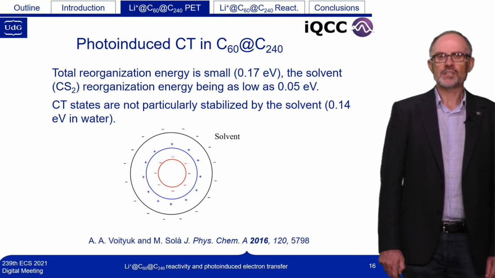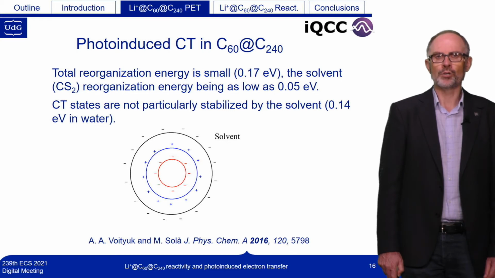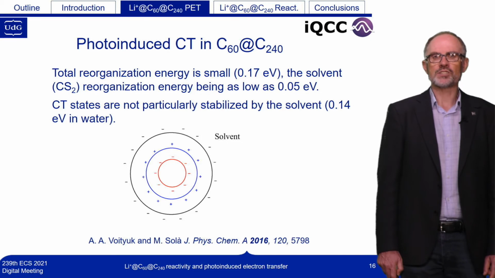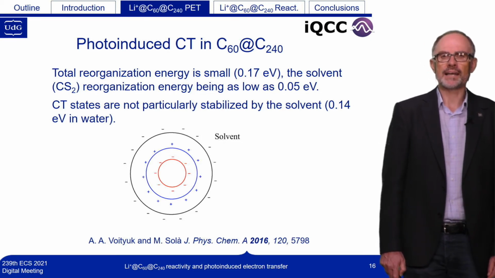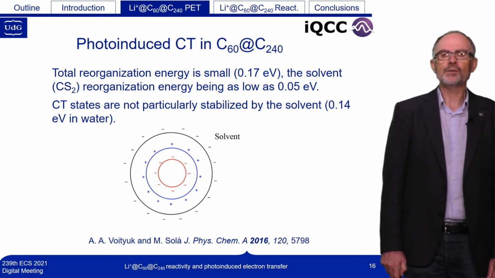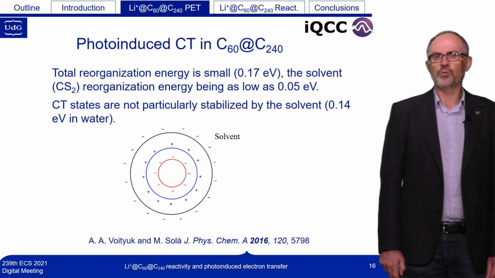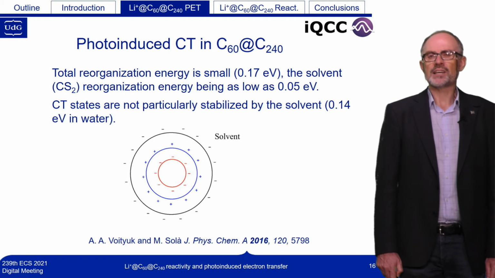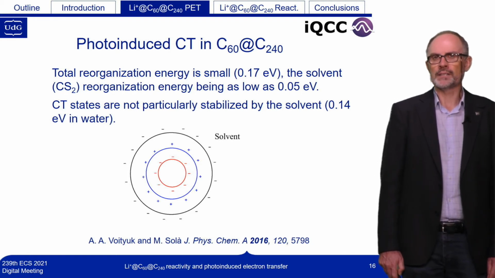Second, charge transfer states are not particularly stabilized by the solvent in carbon nanoonions. Solvent effects in general stabilize charge transfer states much more than local excited states. However, charge transfer states in the carbon nanoonion, with a positive fullerene cage and a negative one, both having the charge well delocalized, are not much stabilized by solvent effects. For the limiting case of water, charge transfer states are stabilized by only 0.14 electron volts.